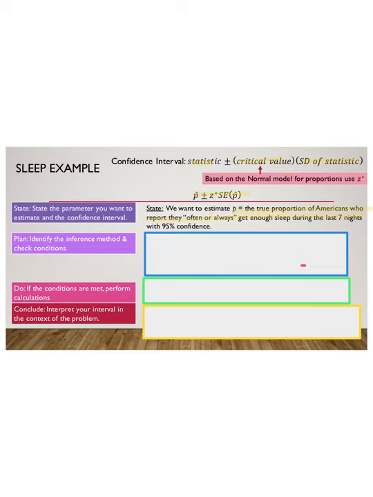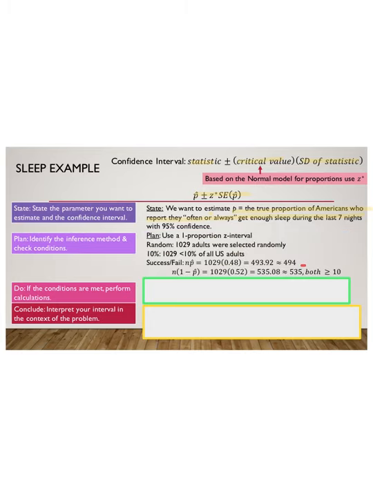Our next step is the plan step. This is where we identify the inference method and check our conditions. So, our plan, our name of our interval is a 1 proportion z interval.